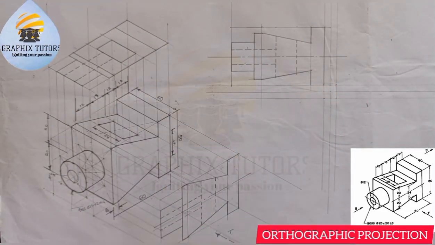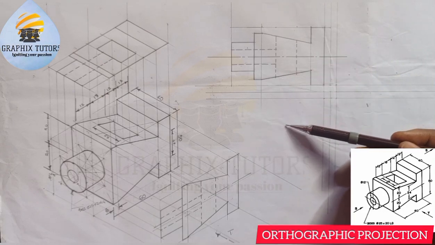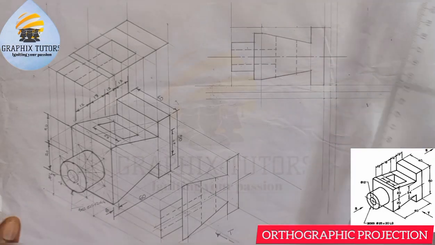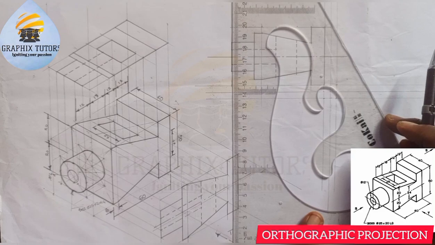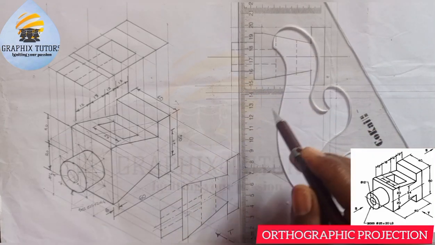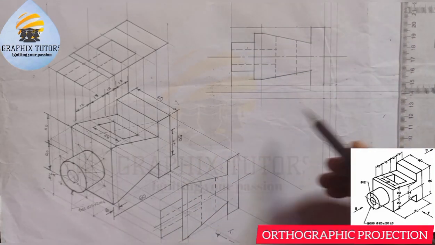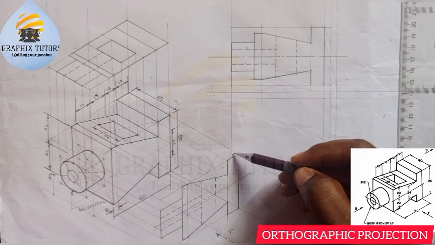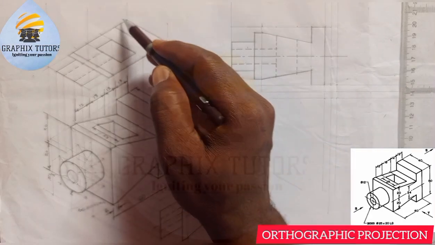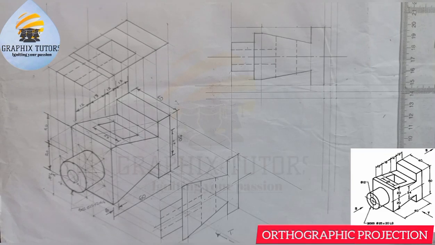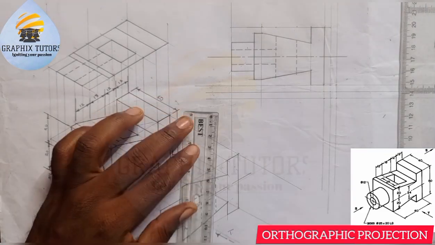In first angle projection, the plan is always under the elevation, right? So I'll just project my lines down this way. So the thickness from here to here is from here to here, right? And that is 40. So I'm going to measure 40.